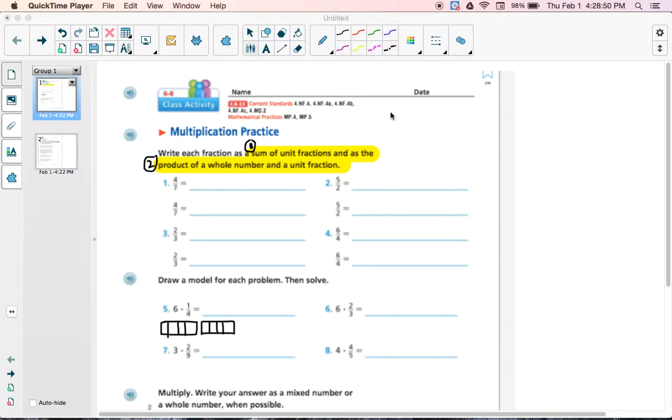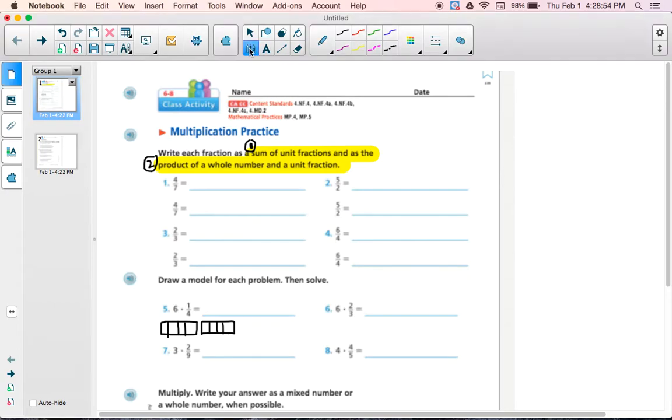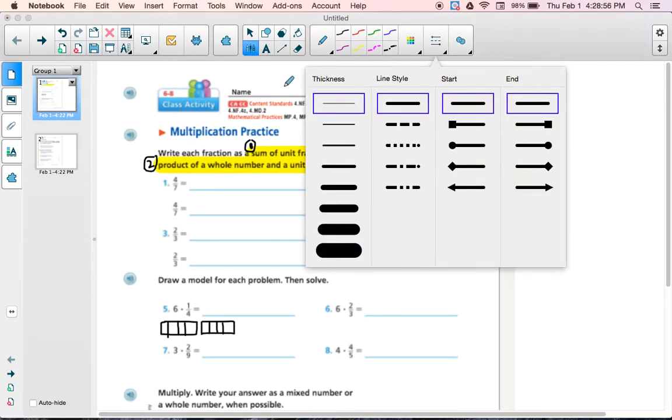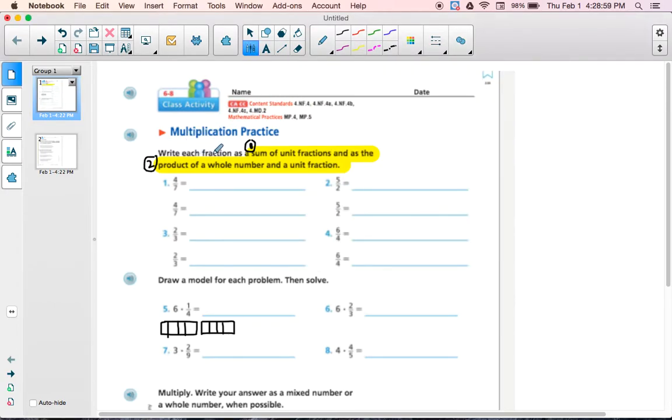Take a look at lesson 6.8. It says write each fraction, first of all, as a sum. Remember, that means addition. A sum of unit fractions, and as the product, multiplication, product of a whole number and a unit fraction. So let's do this first part, the sum of unit fractions.